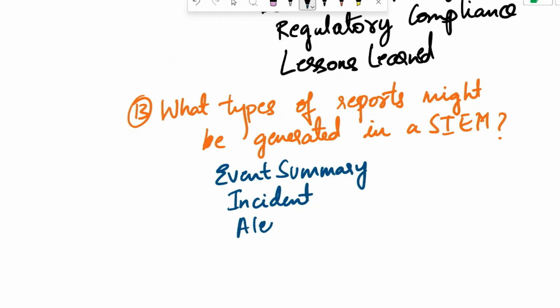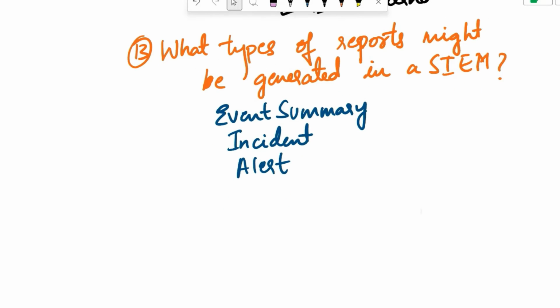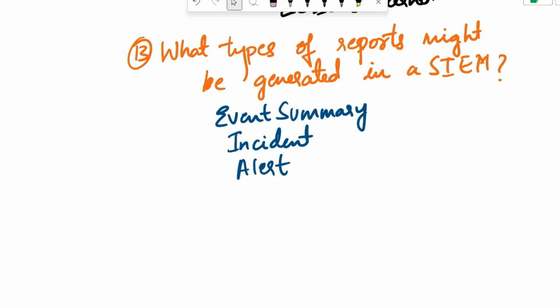Next is alert reports. This summarizes alerts generated by the SIEM, including the type of alert, affected systems, users, and the actions taken by the SIEM or security personnel. Next is user activity report. This presents information about user activities such as logins, access attempts, file accesses, application usage, and so on. This report helps identify any unusual or suspicious behavior.